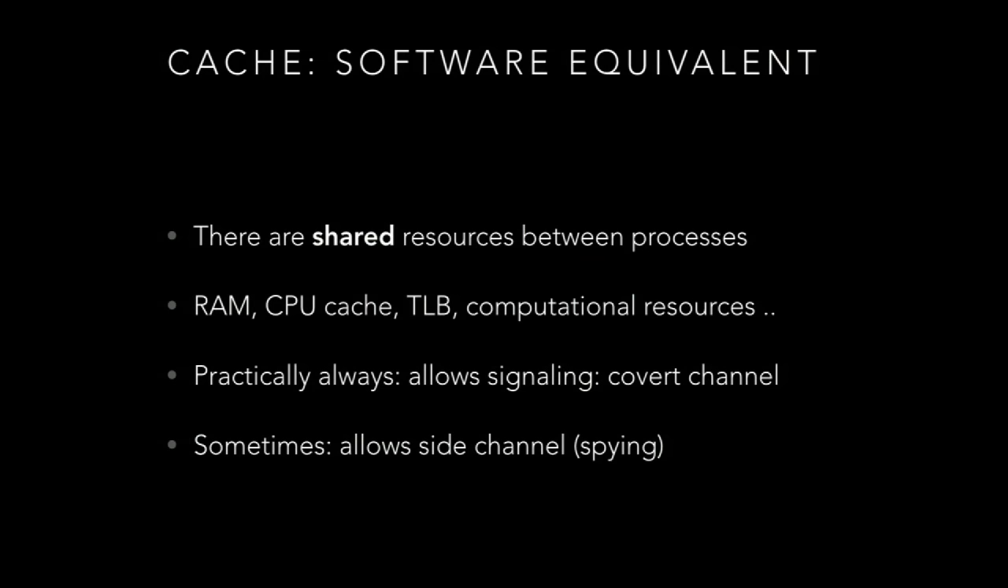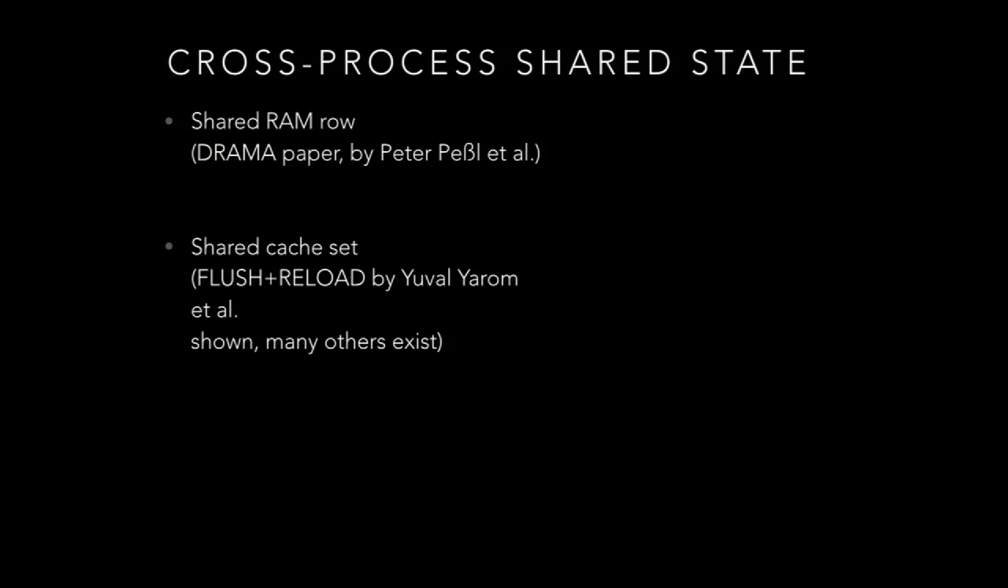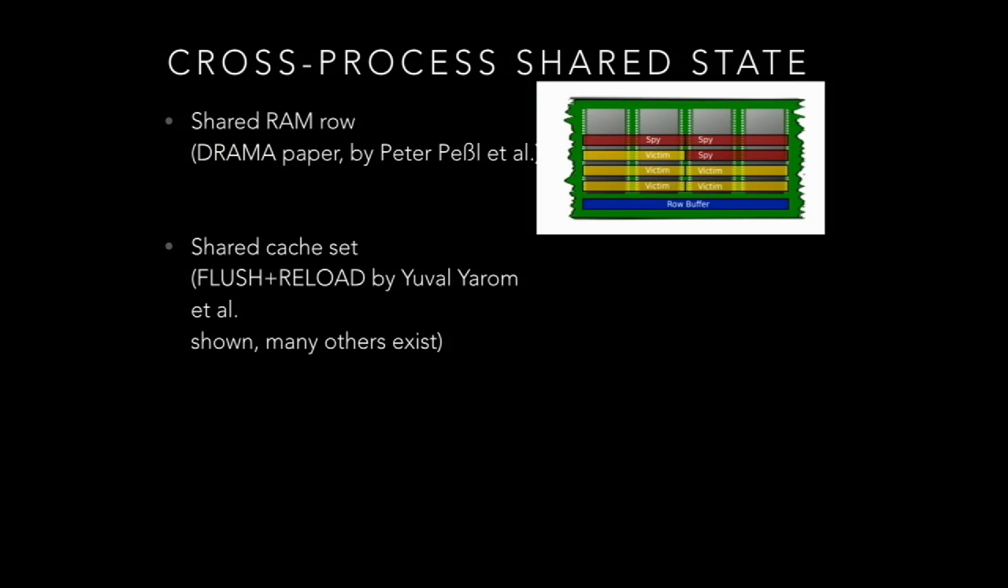Whenever you share a resource, this practically always allows you to send secret messages to each other by observing the state of that resource. Depending on what you observe, you see that the other party that's also seeing this resource is sending you a message. We call that a covert channel. And also sometimes that allows for leaking information that the other party is not cooperating with, and these things could be secrets. So we call that a side channel. So an example of this is you might share a row in RAM.